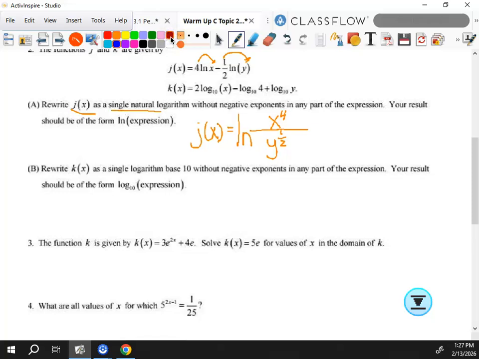I guess we'll just leave it here. Same thing. Do this, especially if there's more than 2 terms. Do it all in one step. This one doesn't have a coefficient, neither does this one. So this is k of x equals log base 10. Let's write that before we worry about anything else. And then that first term is positive, so the x squared goes in the numerator. The second term is negative, so the 4 goes in the denominator. Third term is positive, so the y goes in the numerator, and you're done.